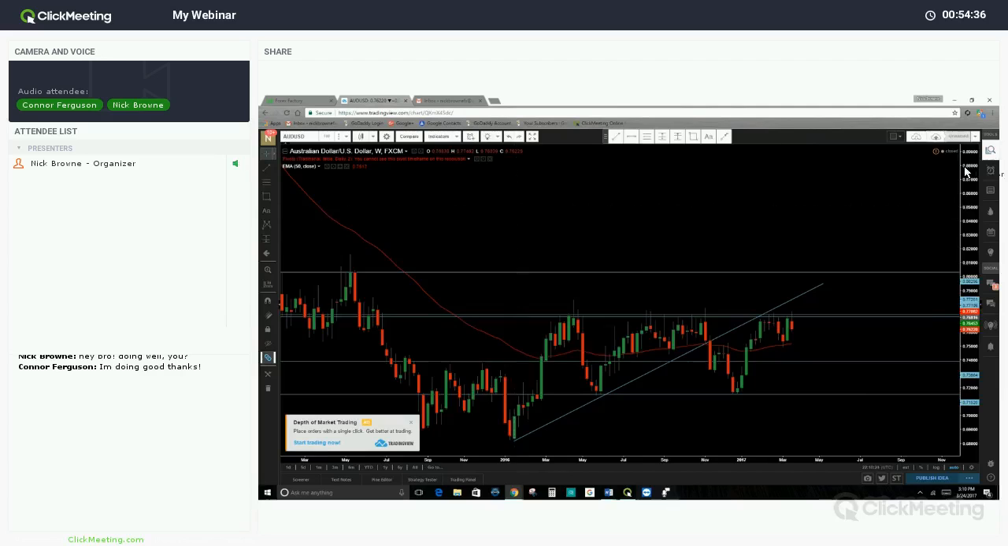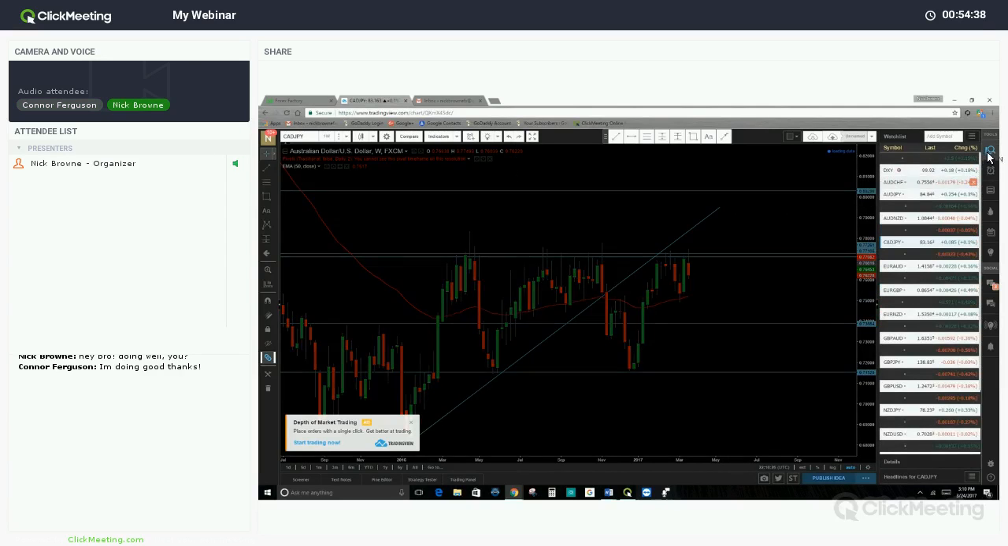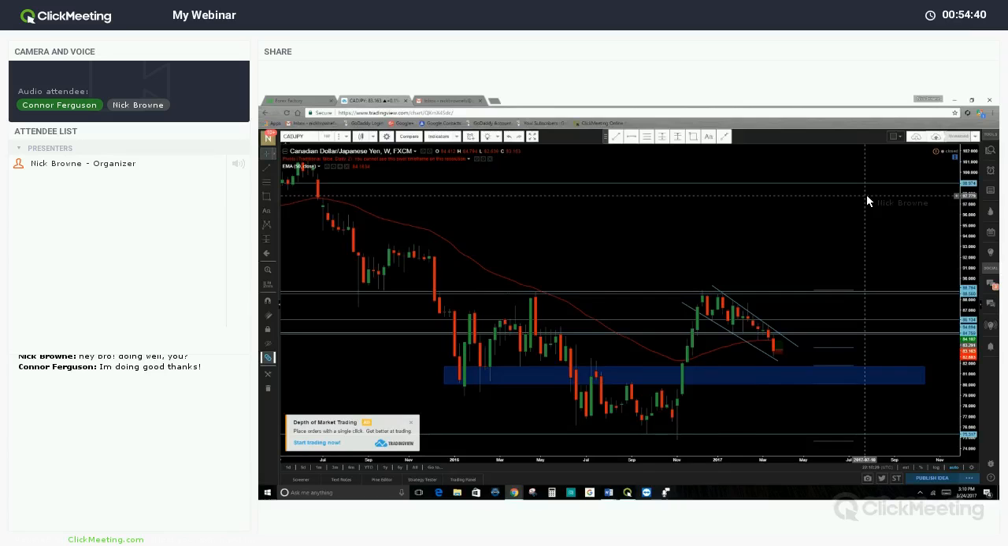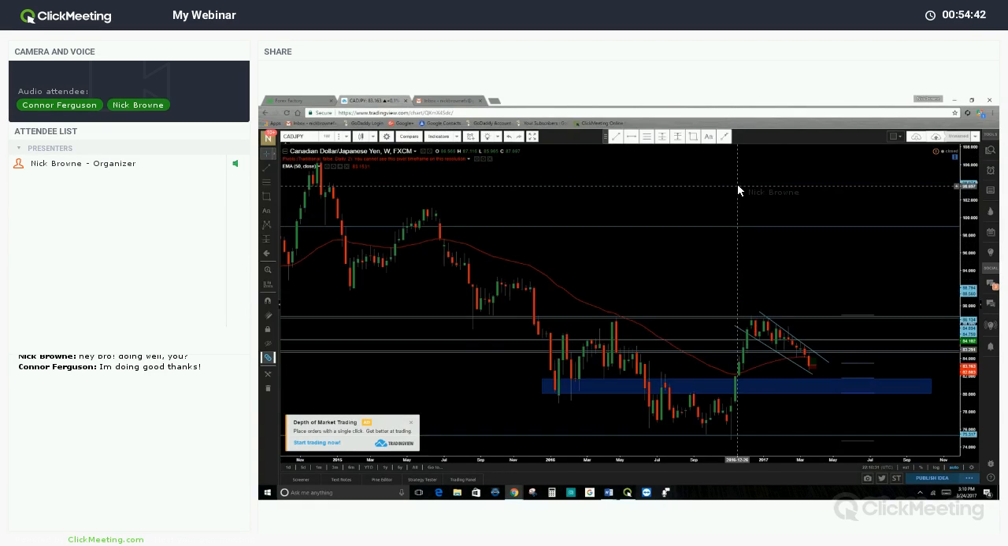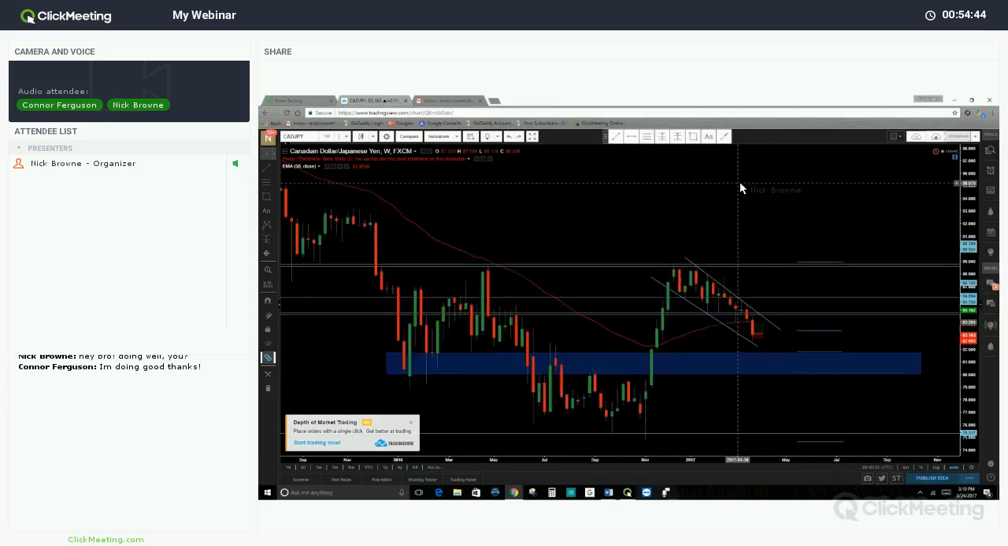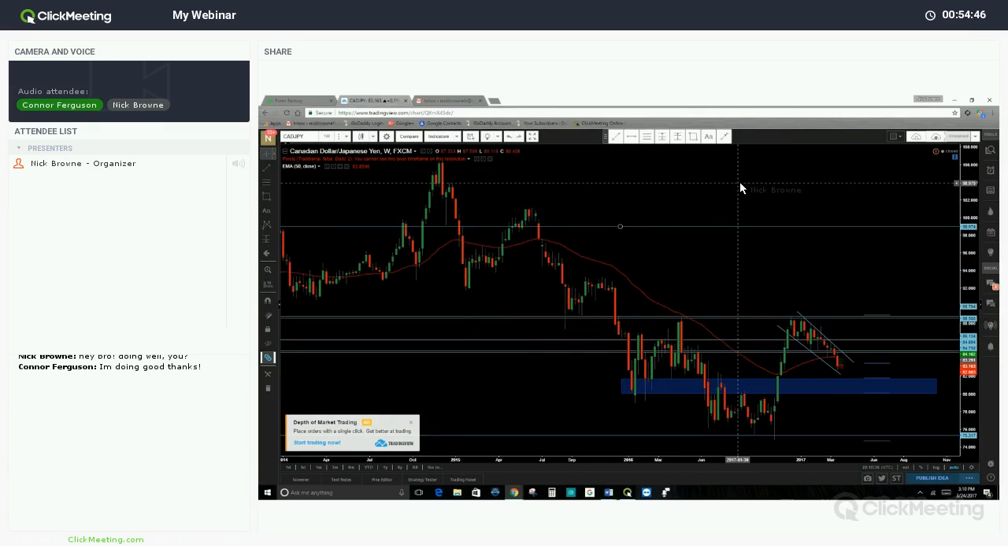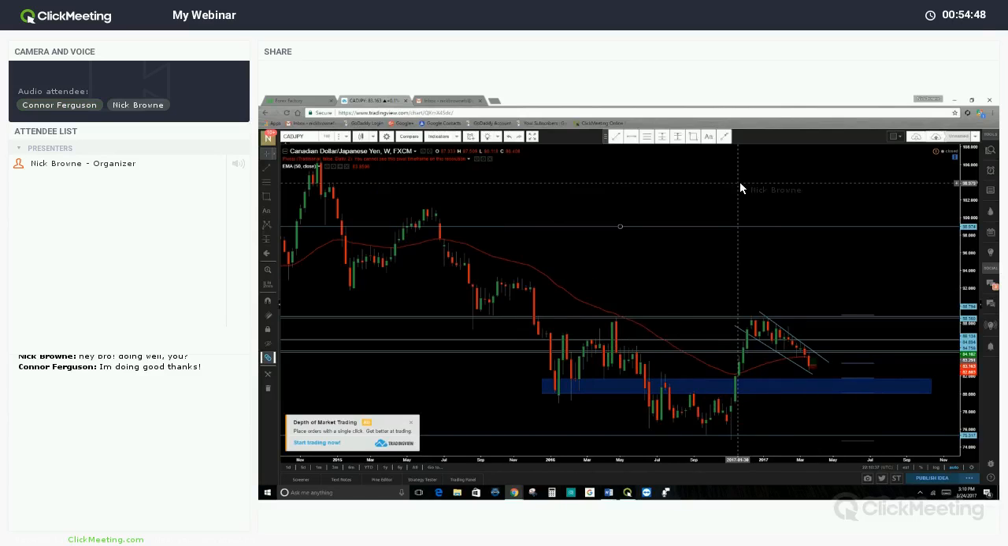So let's have a look at CAD Yen. CAD Yen's at the bottom of this zone now. It did end with a bearish engulfing. I don't know if I would want to short this any further, just because there is some resistance down here.